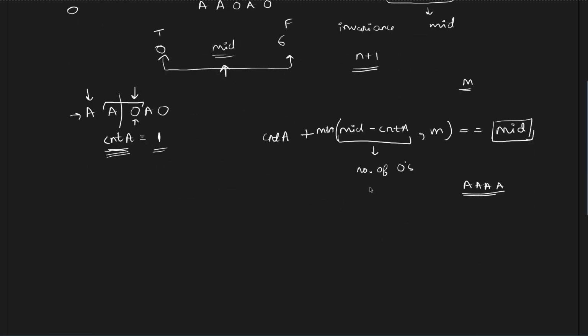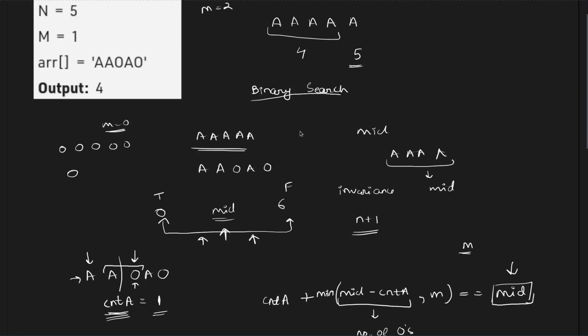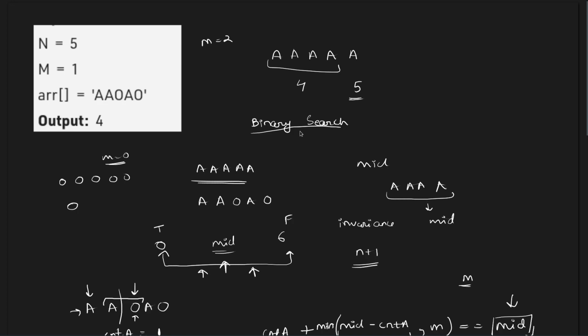Whenever we find that mid is possible, we move to the right half of the range. When we find that mid is not possible, we move to the left half of the range. So let me repeat the whole approach once again. What we are essentially doing is using binary search. We are using an invariant technique where we assume that one end of the range is always true and one end of the range is always false, and then we try to calculate the mid.